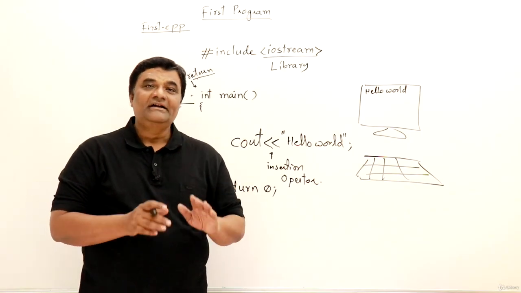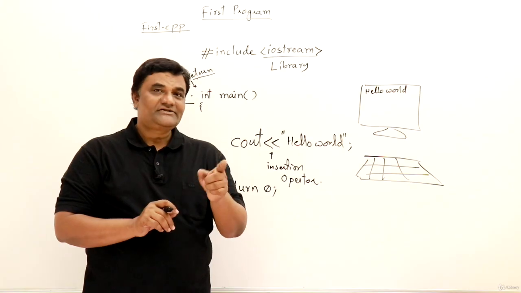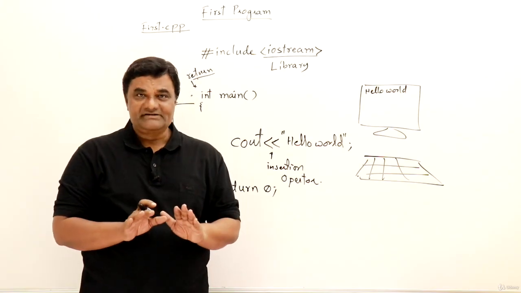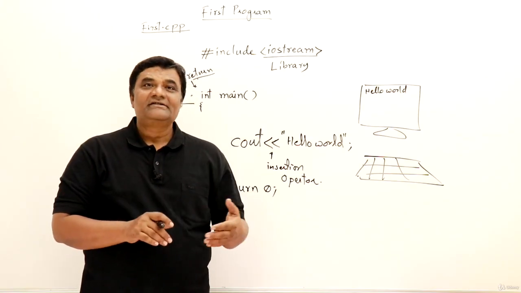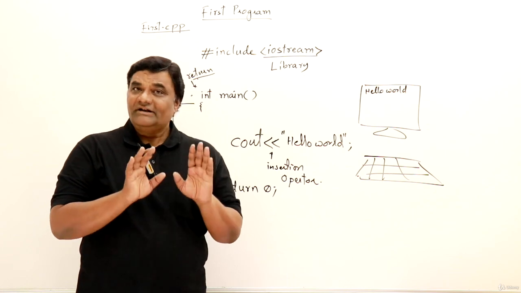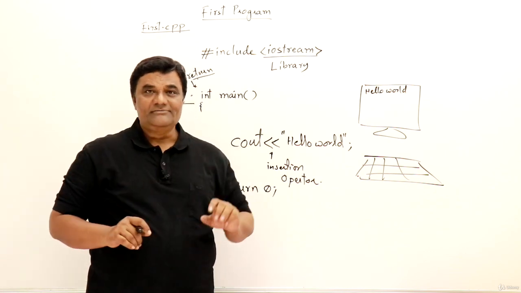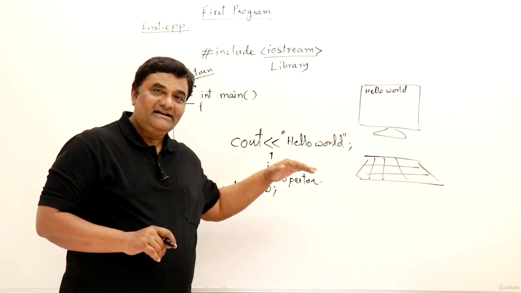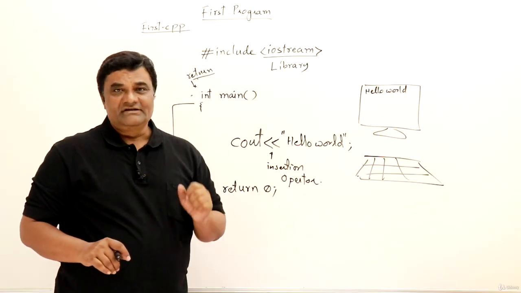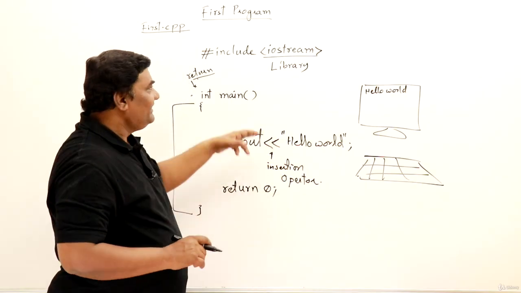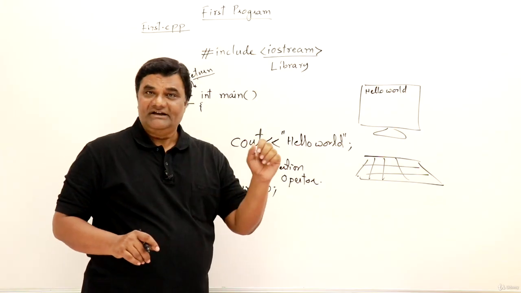This is provided by the C++ compiler. When you install the compiler, you will get the libraries. So there are many libraries. We will learn about them slowly. Whatever your requirement is, depending on that, you can include the library in your program. So everything from the library will be attached to your program and you can use it. So cout is present in this library, that is the iostream library.